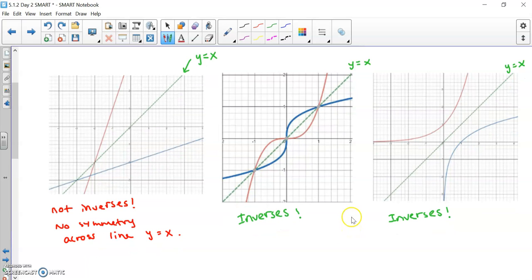Okay, and again, I can't stress enough that you always want to look for symmetry about this line. You can literally graph this line in your calculator, just type x into the y equals area and look for it there.